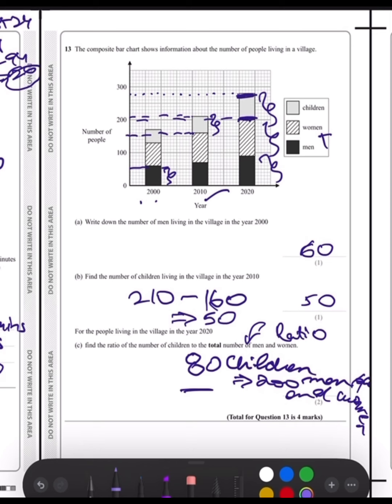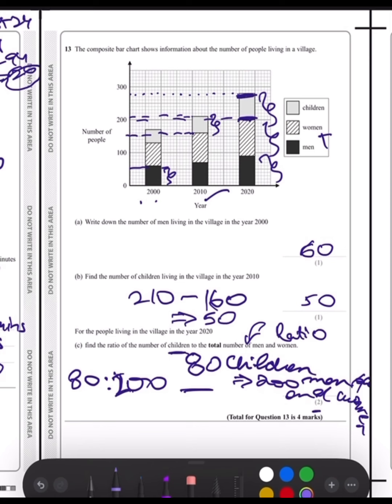And in this way, because we've got the number of children and we've got the number of men and women together, we can write it as a ratio. So when we write this as a ratio, first they're asking for children, so we write 80 ratio number of men and women together, 200. You can always simplify it, but simplifying is not really needed here.